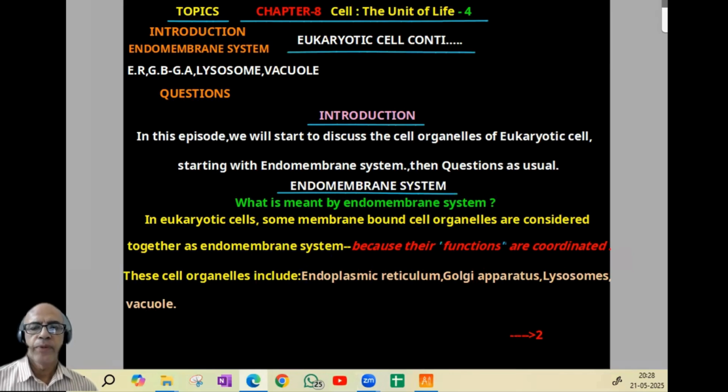8. And what all things we'll be discussing: as usual, there will be an introduction. Then the endomembrane system, including endoplasmic reticulum, Golgi body, Golgi apparatus, GB or GA, lysosome and vacuole. After that, 5 theory questions and 5 NEET model questions with the key as usual. So we can proceed to the introduction.